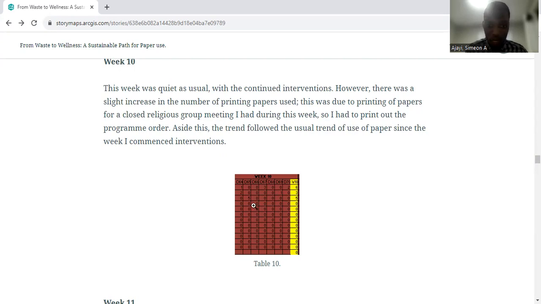The reason why I had a surge in the number of printing papers I used during this week was because I had a religious activity during this week, for which I had to print some of the papers or the pamphlets to use. So this, of course, generated some printing of papers. That was what contributed to this figure here.